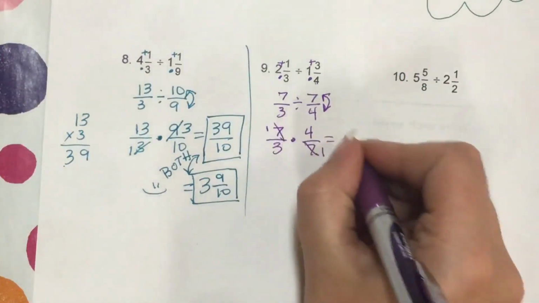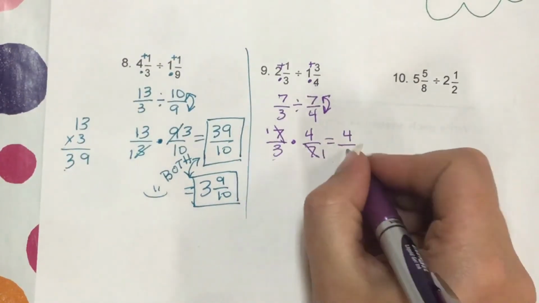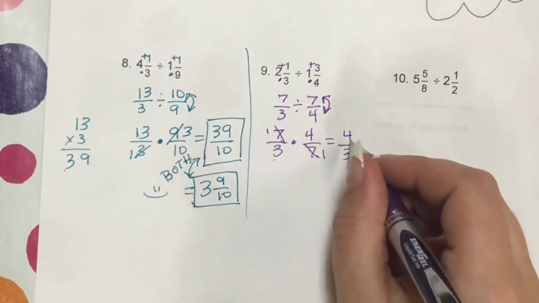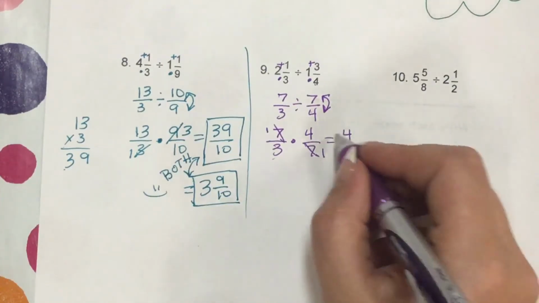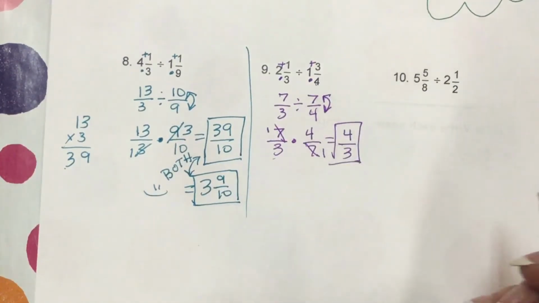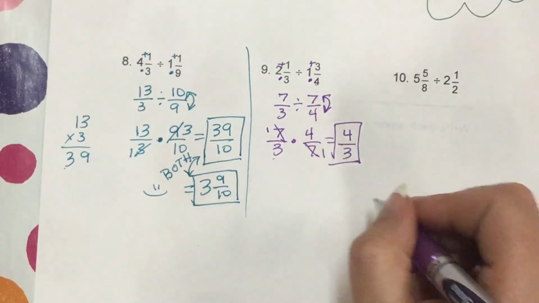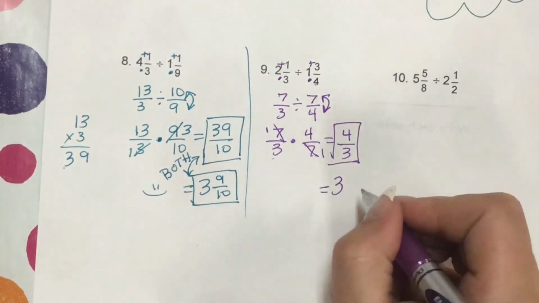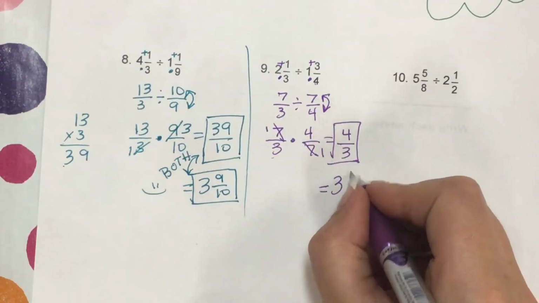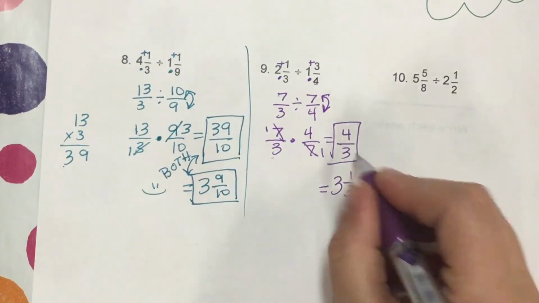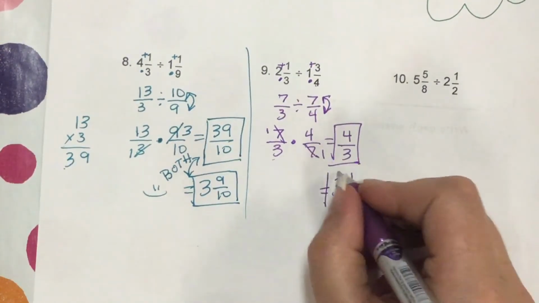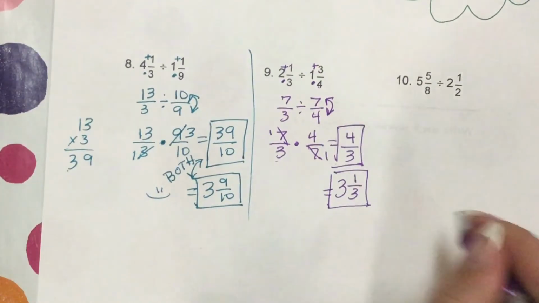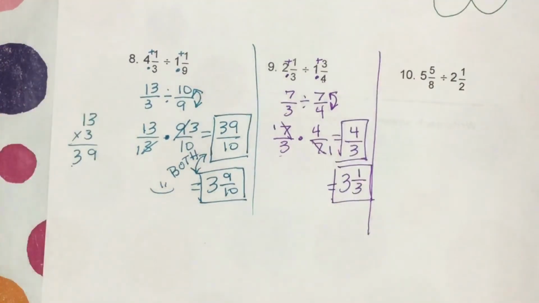1 times 4 is 4, and 3 times 1 is 3. So the answer is 4/3. And that's in simplest form. But since it's an improper fraction, we can write it as a mixed number. 3 goes into 4 one time, and there's 1 left over. So you just keep the number on bottom. So 4/3 is the same thing as 1 1/3. Perfect. Okay, on to our last problem.